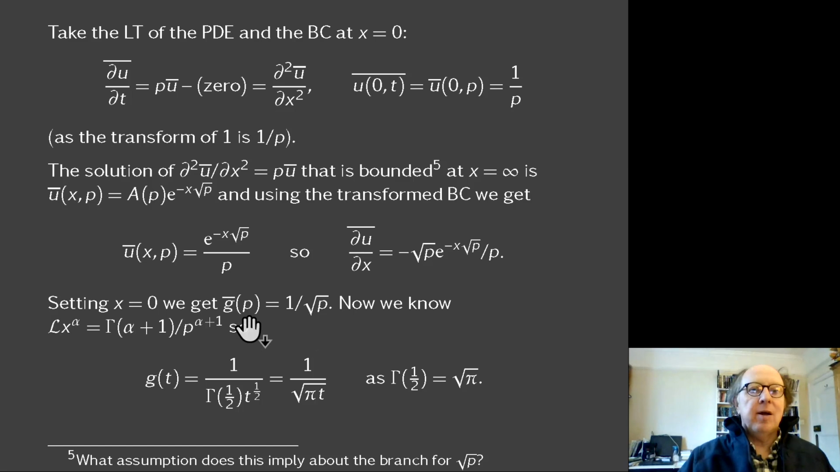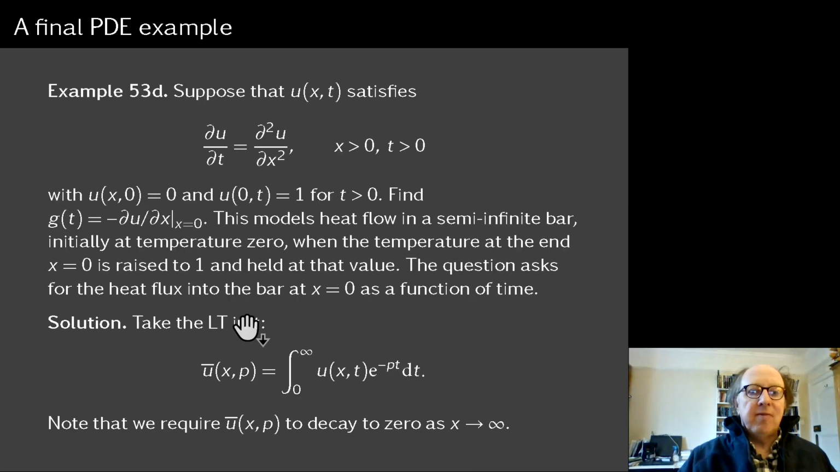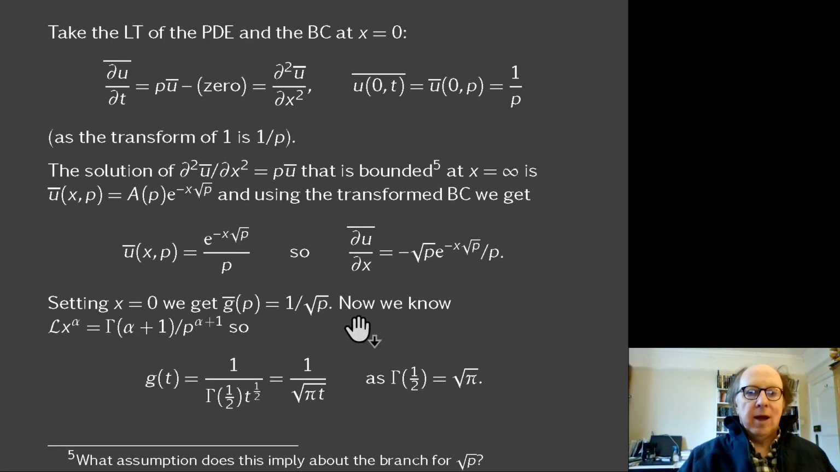Remember, there was a minus sign in the definition of g here. Minus du by dx is evaluated at x equals 0, and that kills this minus sign here. The root p and the 1 over p turn into 1 over root p, and e to the minus x root p, when you put x at 0, just becomes 1.